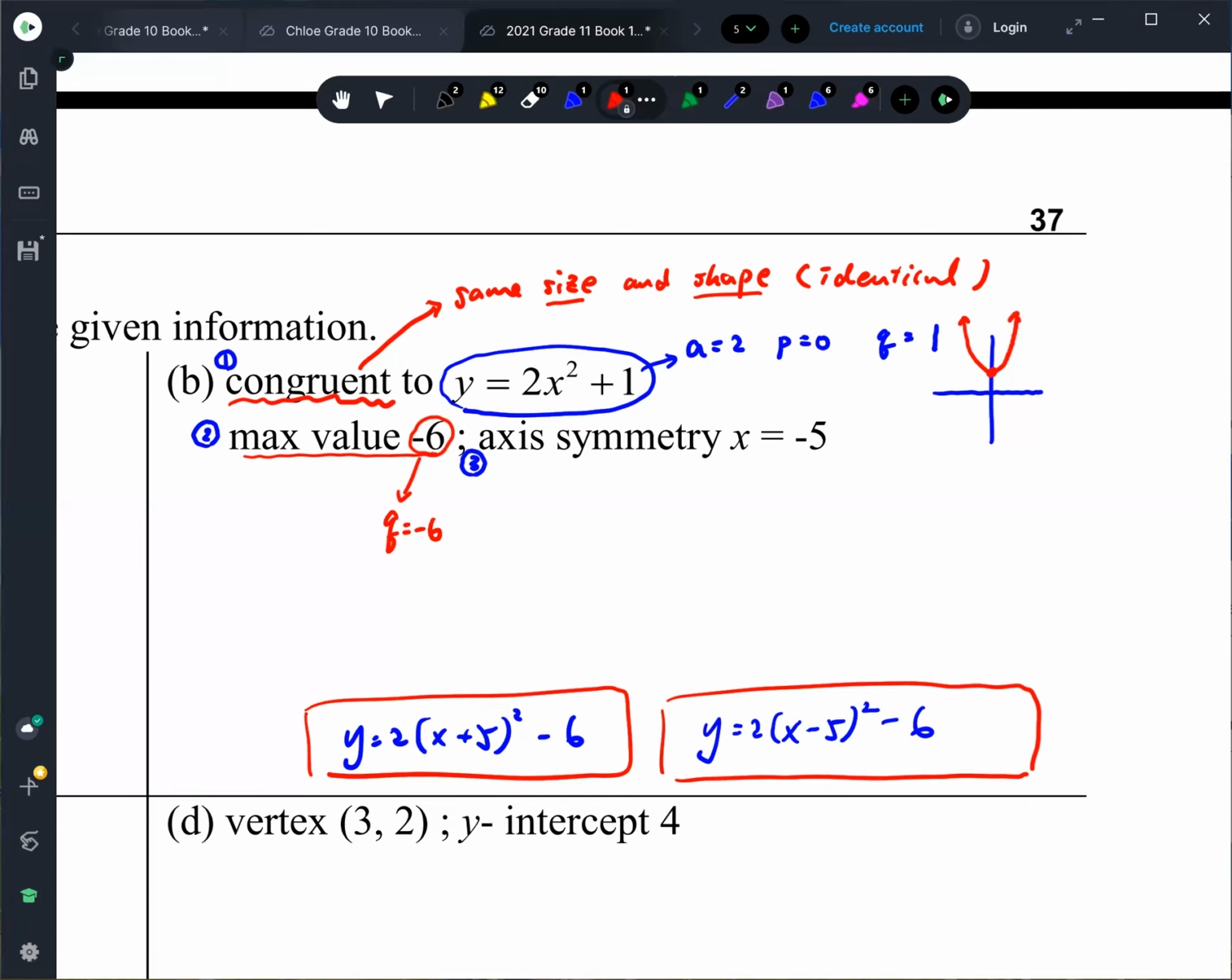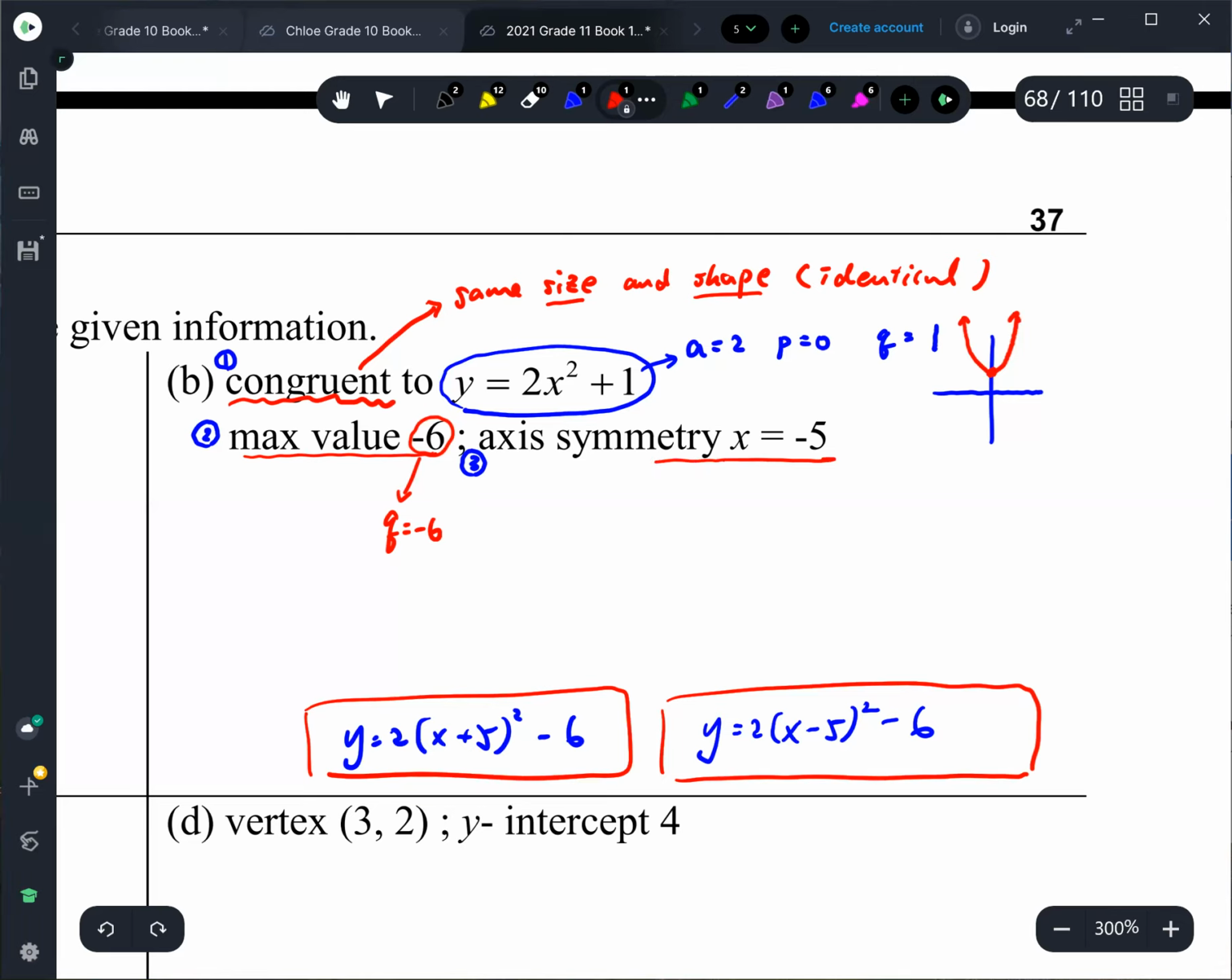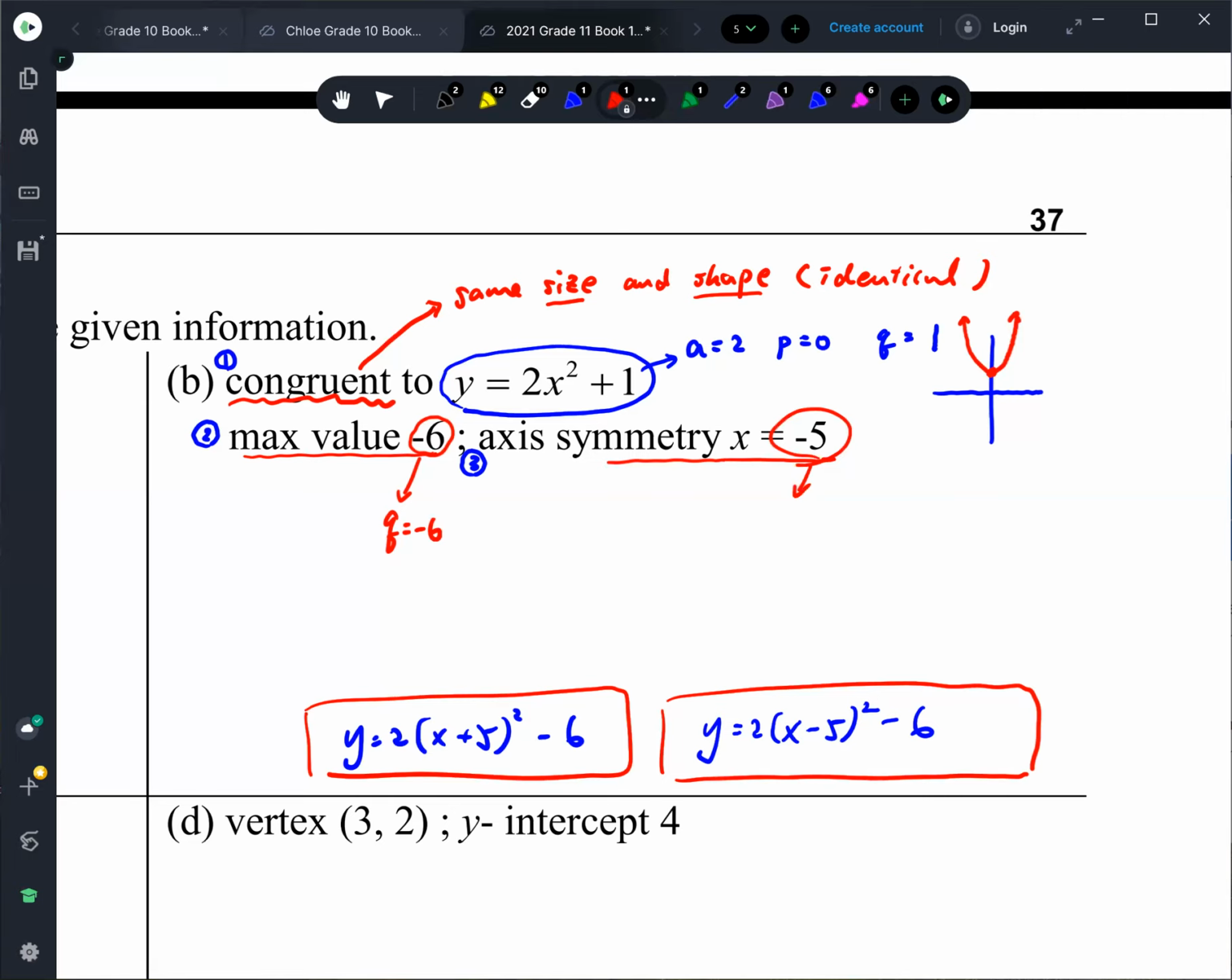Okay, so let's draw it out. Okay, we need to have a maximum value of -6, and then the next one is the axis of symmetry, right? Of -5. So Tony, what does that -5 tell us? That -5 tells us that it's P. The P, right? P has to be -5. Okay, yes. Axis of symmetry is the P. Maximum or minimum value is the Q. Okay, so PQ, that's the vertex.